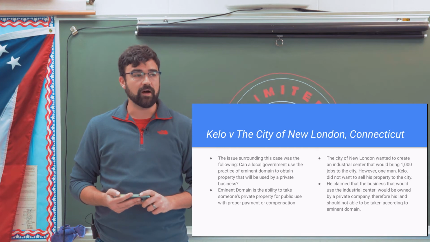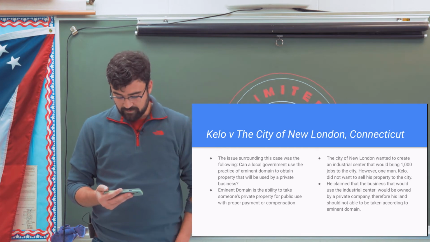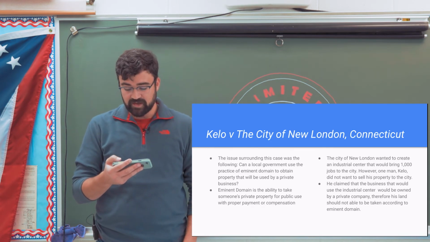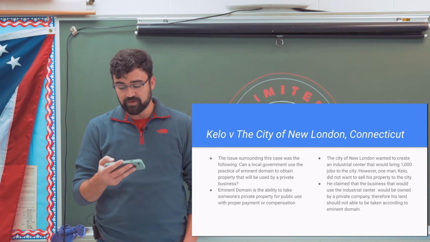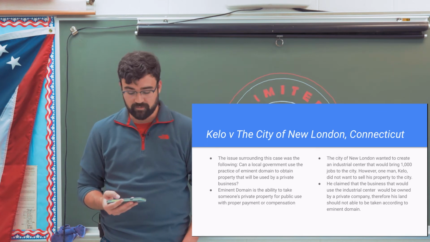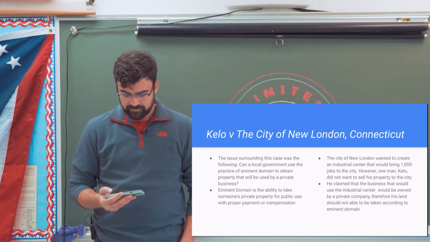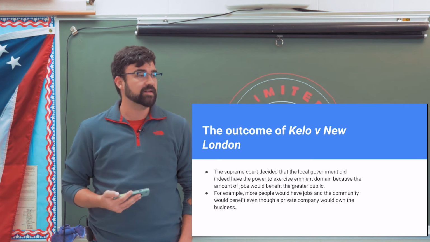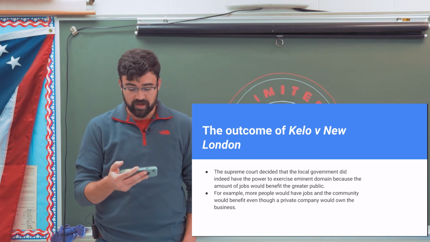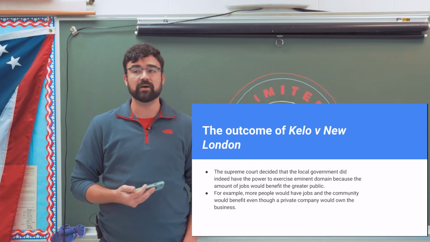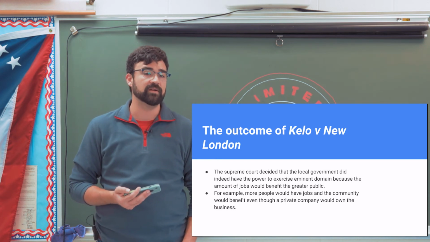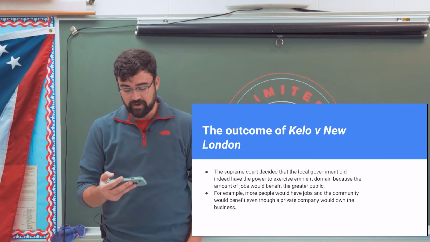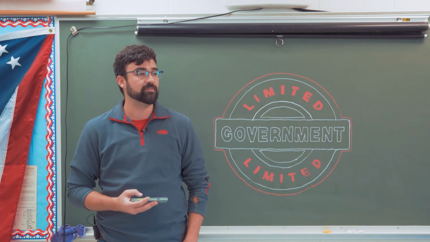And the way it came out is that Susette Kelo claimed that the business that would use the industrial center would be owned by a private company, therefore her land should not be able to be taken according to eminent domain. And here's the outcome. The Supreme Court decided that the local government did indeed have the power to exercise eminent domain because the jobs would benefit the greater public, meaning everyone would benefit from this job influx. For example, more people would have jobs and the community would benefit even though a private company would own the business, okay?